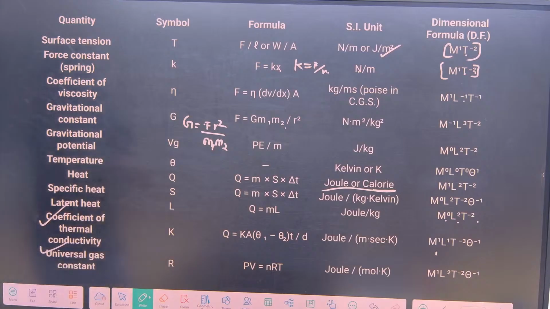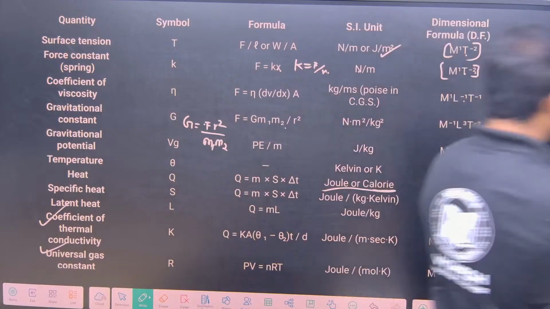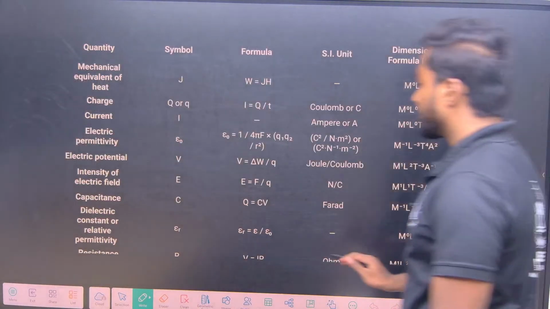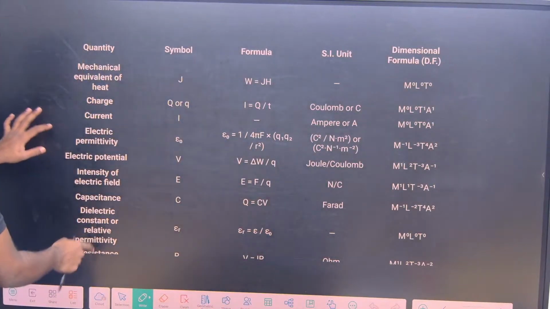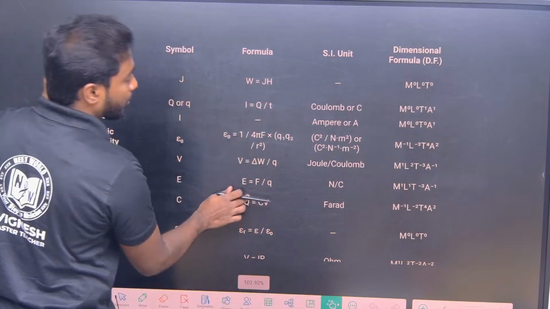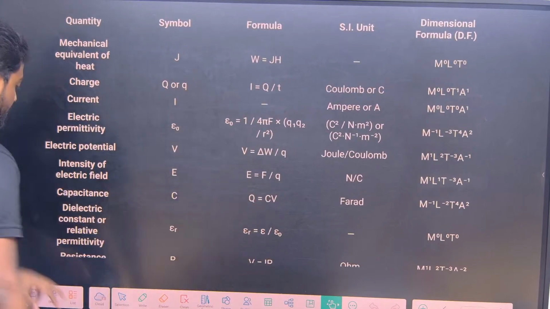Done, no? So we can go for the next one. Yes, some quantities are left out, so we can see those quantities and then we can move on to the next one. Okay, that's it.